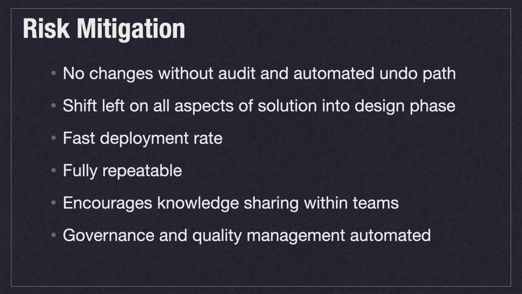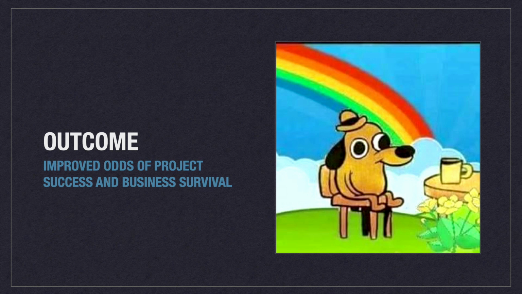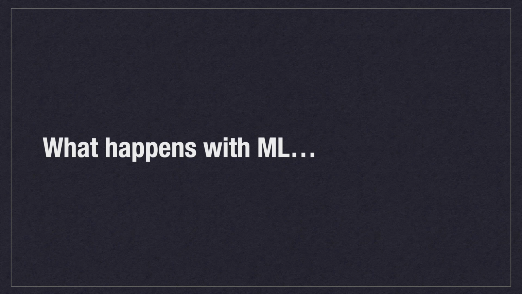And this gives you a much faster deployment rate and a very repeatable way of getting things into production environments. This level of working provides for very high levels of governance and quality management. So the outcome with this style of working is typically that you have much improved odds of project success, and commercial survival is much more likely as a result. So now let's look at machine learning.